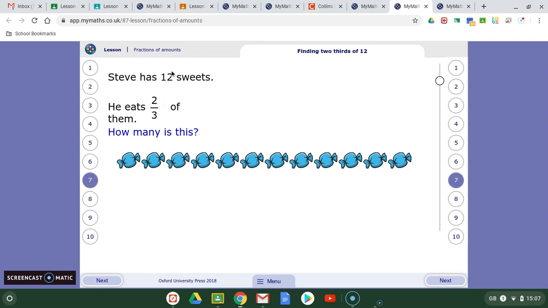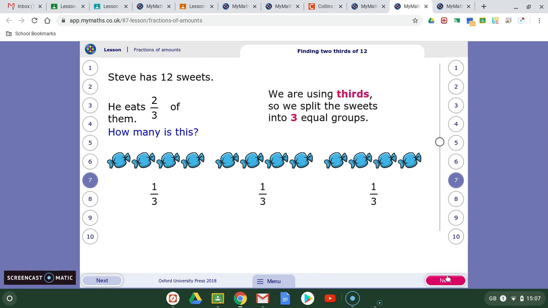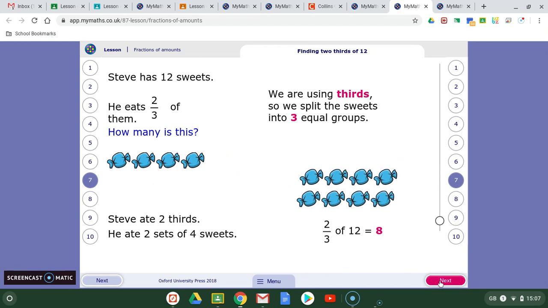So basically, a good trick for you to know is that if you divide by the denominator and then multiply by the numerator, that's how you find a fraction of an amount. So 12 divided by 3 is 4. 4 times 2 is 8. So you can see that 1/3 is 4 sweets, 2/3 would be 8 sweets altogether. So if you divide by the 3 and times by the 2, you get the right answer.